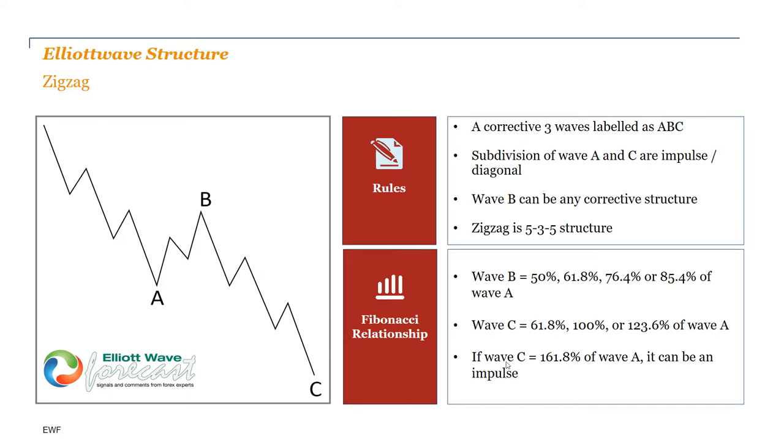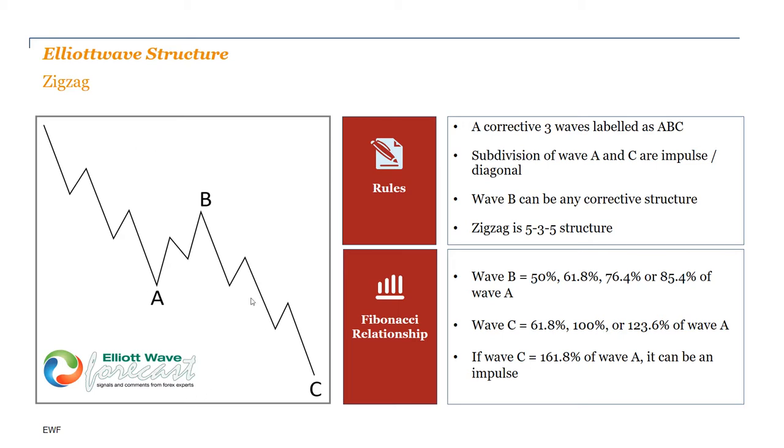Okay, but if the third leg of the wave C reaches 161.8% of the wave A, so you can see the wave C is long and extended, then you should start thinking whether this is, instead of an ABC, a wave 1, wave 2, and then wave 3. And if that's the case, then we can be looking at wave 4 and then wave 5.